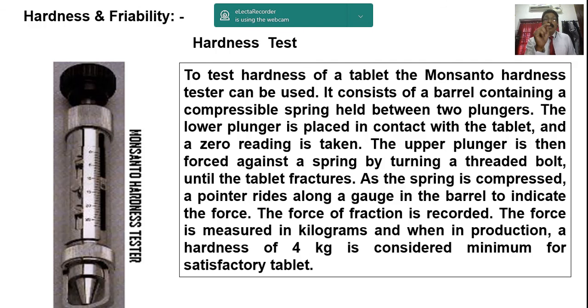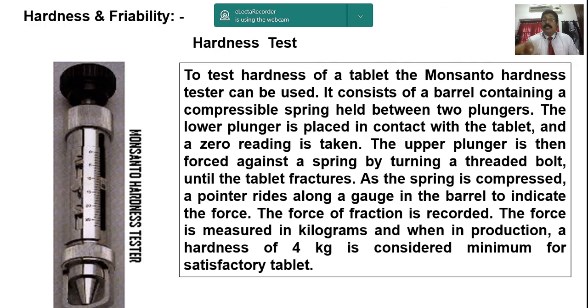There are some readings available. You see the zero reading while keeping the tablet, then fix it, apply your screw, and the needle will move. It shows how much pressure you are using, and once it breaks the tablet, stop and see the reading: how many kilograms of force I have given. The reading will be 2, 3, 4, 5, 6, 7, like that. By means of that you can find out how many kilograms of force I have given to break this tablet. That is the hardness of the tablet.